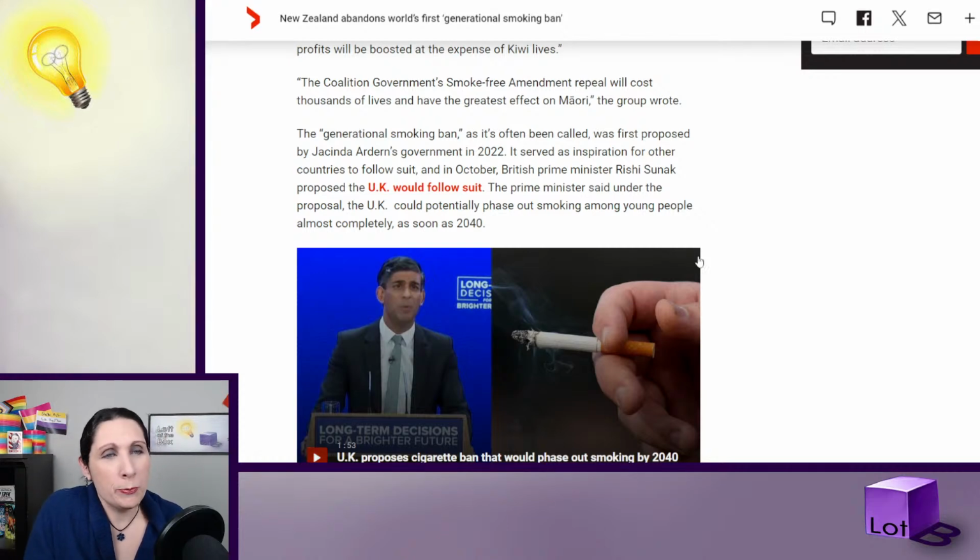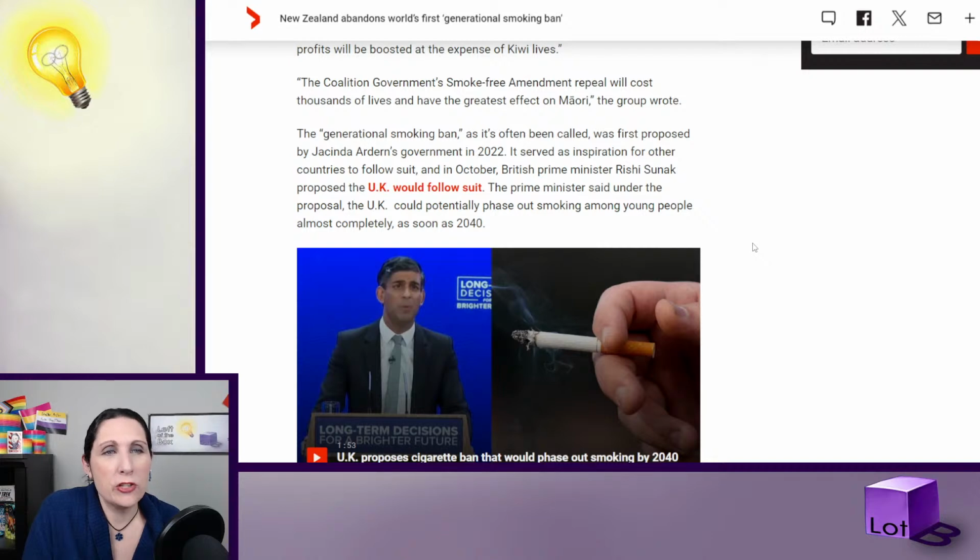The generational smoking ban, as it's often been called, was first proposed by New Zealand's government in 2022. It served as an inspiration for other countries to follow suit.